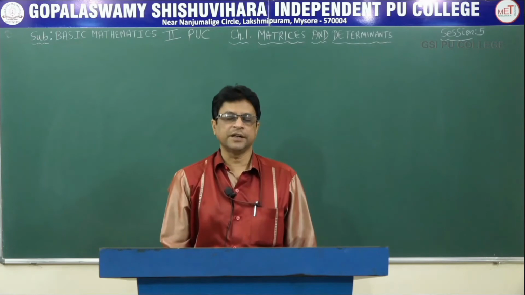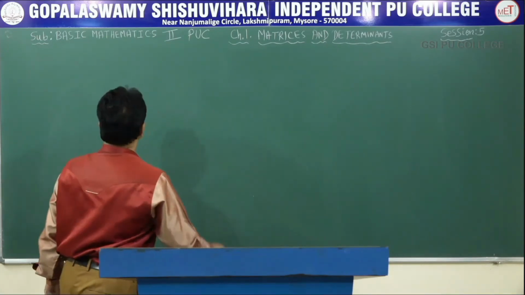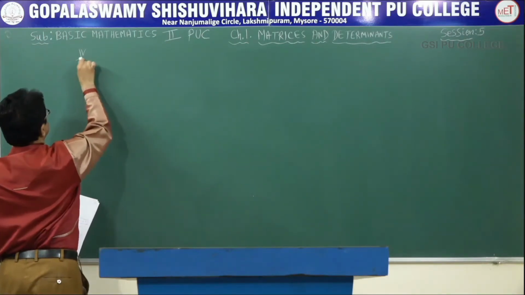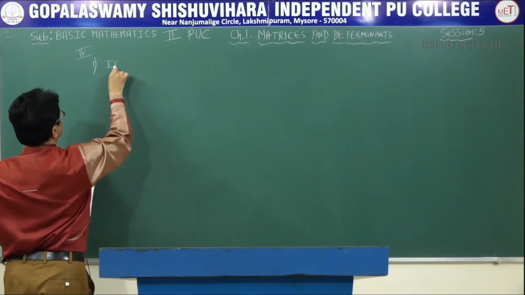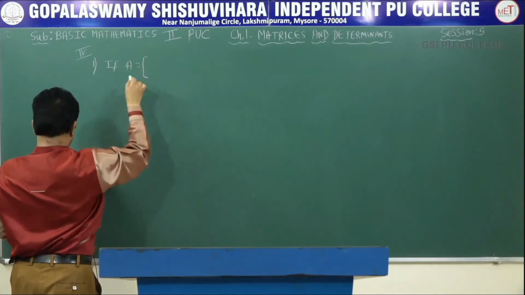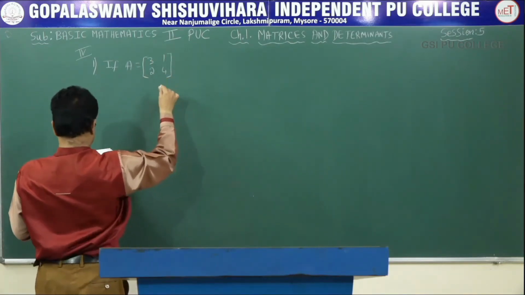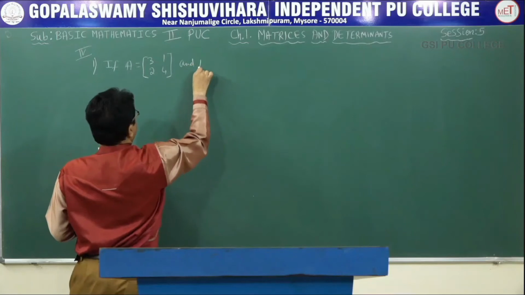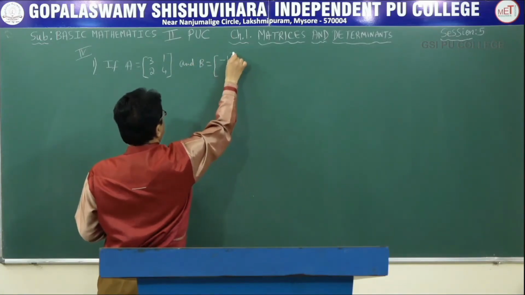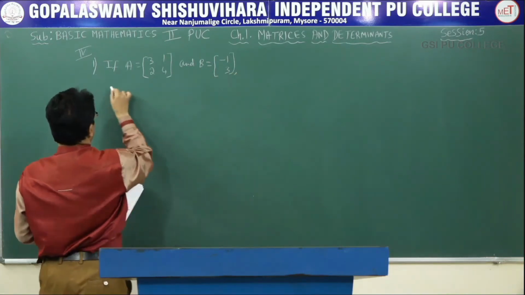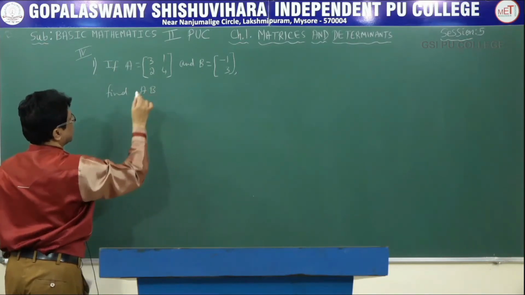Next we shall solve the problems on multiplication of matrices. First problem, if A equals [3, 1; 2, 4] and B equals [-1; 3], find AB.